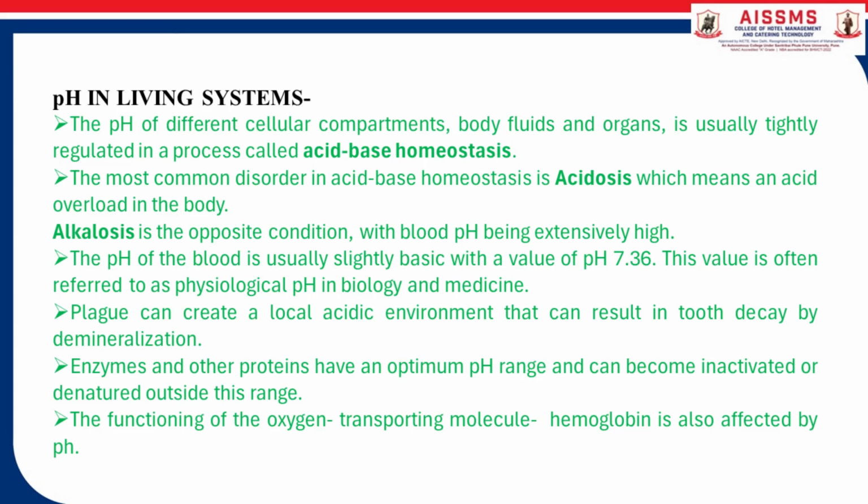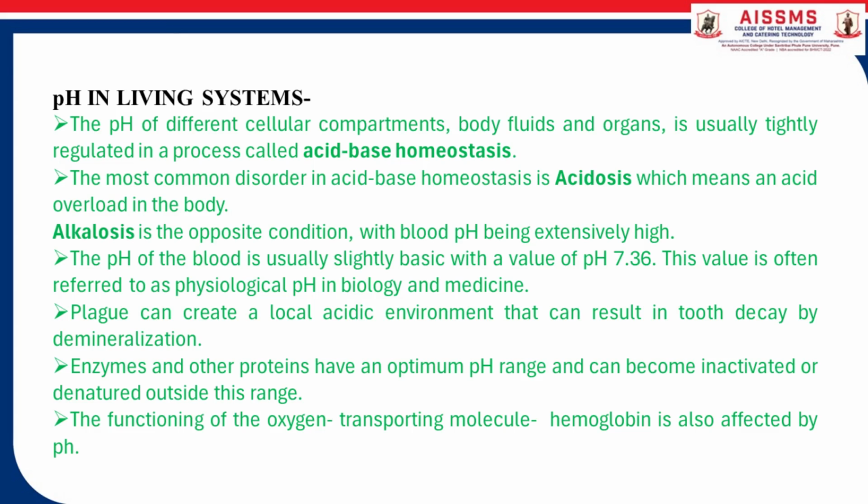This example shows that the blood in our body can also be measured for its pH. The pH of the blood is usually basic, with a value of 7.36, that is, a little after the neutral level. This value is often referred to as physiological pH in biology and medicine. At times when we have a problem related to acidity in the body, certain alkaline solutions are given which act as a buffer, also called antacid medicine, and they help reduce the acidity, that means increase the pH level in the blood.